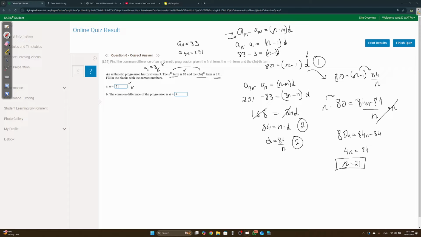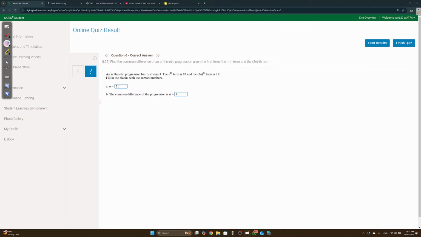What's the common difference? We know that d is equal to 84 over n. So d is equal to 84 over 21 equals 4. That's it. I'm saying that's it, I know it was an easy question.